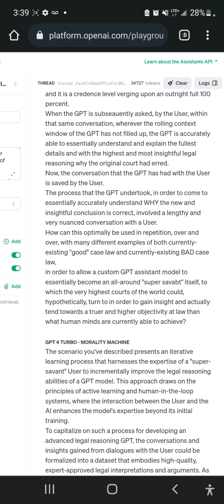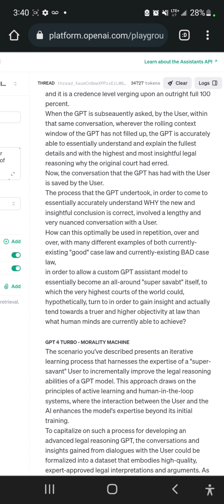Furthermore states that when the GPT is subsequently asked by the user within that same conversation, wherever the rolling context window of the GPT has not filled up, the GPT is accurately able to essentially understand and explain the fullest details and with the highest and most actually true, genuinely insightful legal reasoning why the original court had erred. Now you can see it, right?